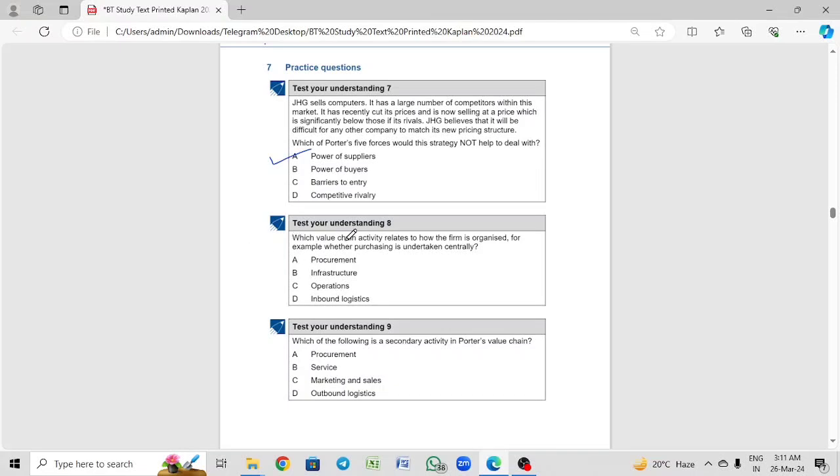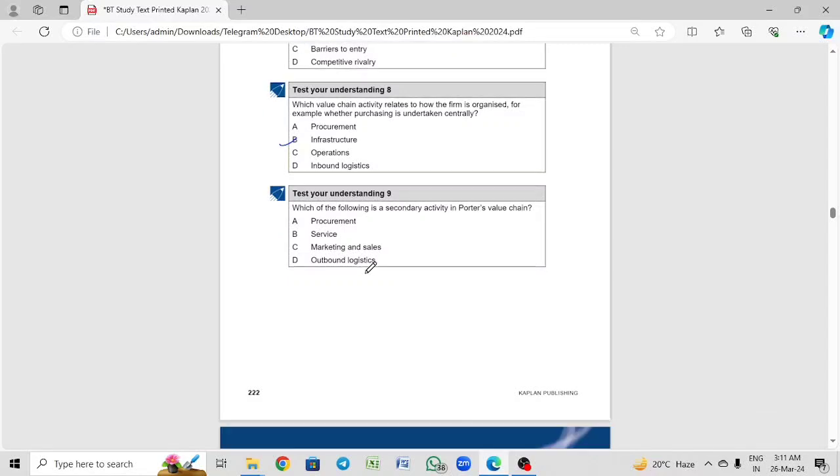Now test to understand number 8. Which value chain activity relates to how the firm is organized? For example, whether purchasing is undertaken centrally. Procurement, infrastructure, operations or inbound logistics? So it is infrastructure, okay, how the firm is organized. Okay, what is the structure of my organization. Okay, so it is infrastructure.